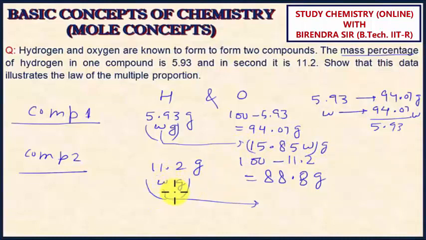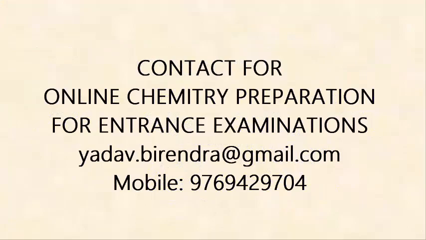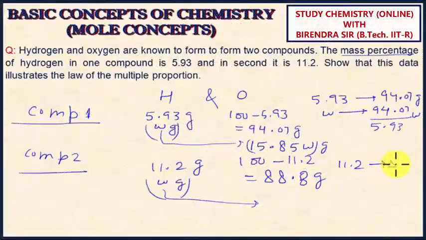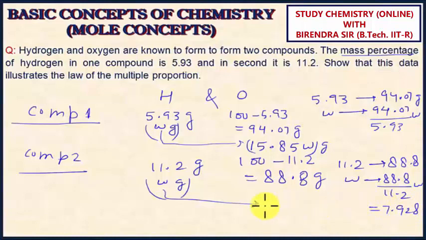Okay, now in second compound, we have to find mass of oxygen that is there with W gram of hydrogen. So again, unitary method, 11.2 gram hydrogen is there with 88.8 gram oxygen. So W gram will be there with 88.8 upon 11.2 into W. And this value comes as 7.928. So here I'll write 7.928 W.